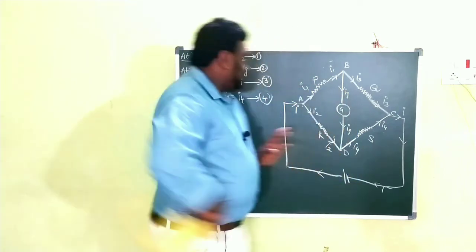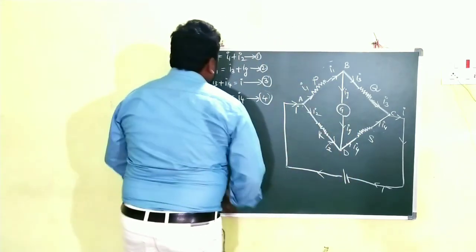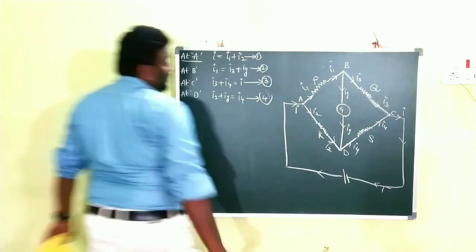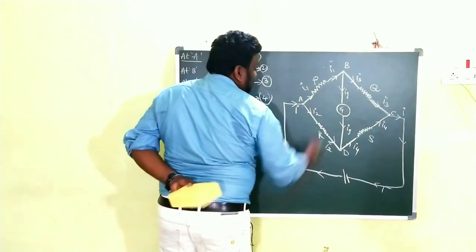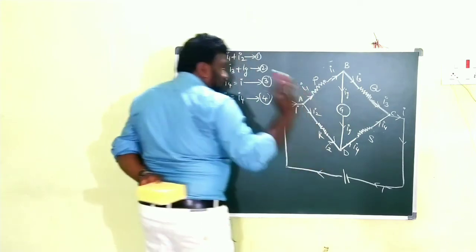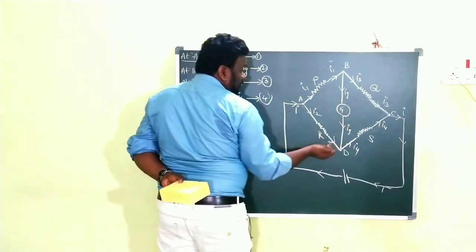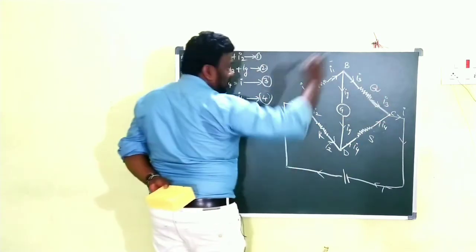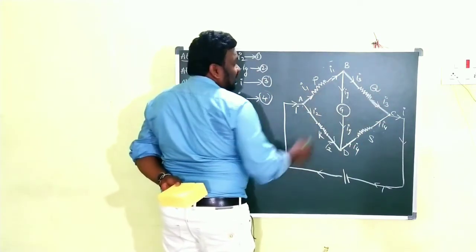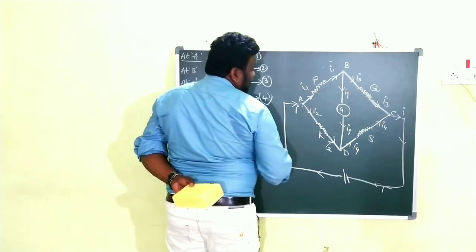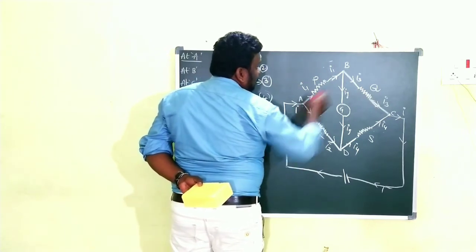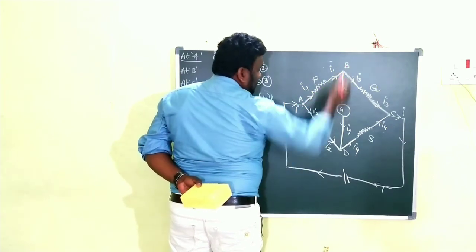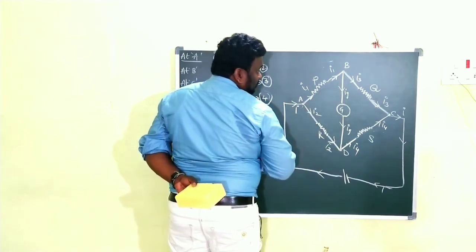Clear? So now children, we have to apply the Kirchhoff second law for the loops here. First we take two loops. First one is A, B, C, D. It is one closed loop. In that again there are two parts. First one I am going to take is A, B, D, A. This is the one loop.